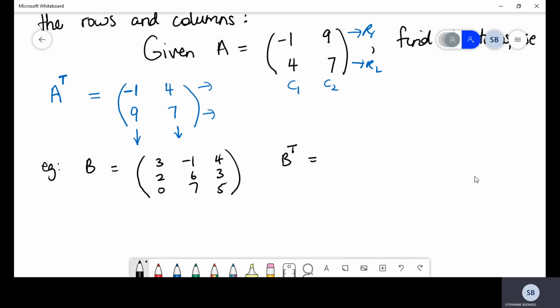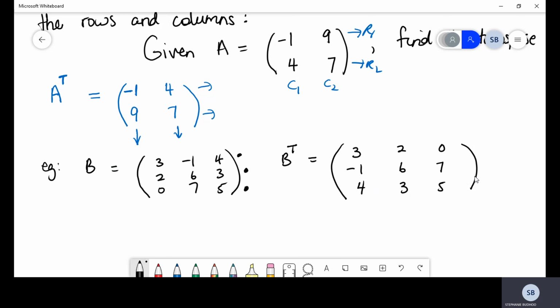Well, here I'm going to choose to write my rows as columns. So I'll take the first row and write it vertically. You'll get 3, -1, 4. Now I'm going to look at my second row and write it vertically. Then I'm going to take my third row and write it vertically. That's B transpose. That's it. That's easy.